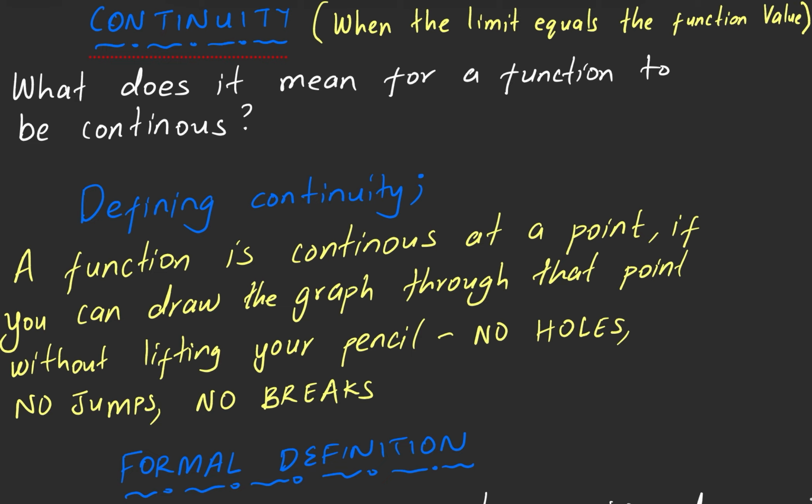What does it mean for a function to be continuous? A function is continuous at a point if you're able to pick up your pencil and draw that graph without having to lift your pencil. And this essentially means there's no holes in the graph, there's no jumps, there's no breaks. Then that means your function is continuous. But that's not enough. You also have to understand the formal definition of what continuity means.